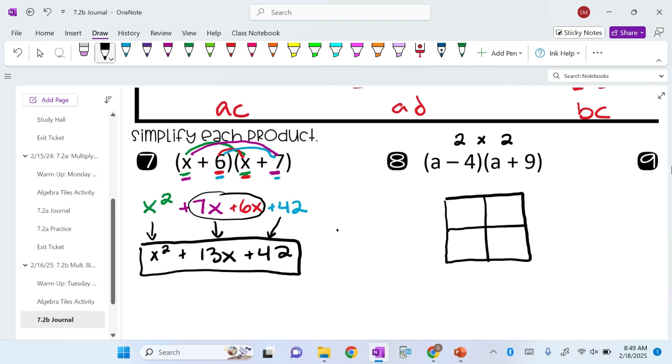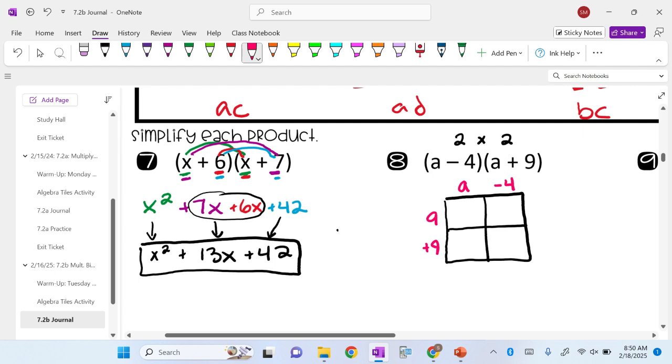Just like with algebra tiles, it does not matter which side you put your terms on. So I'm going to put a minus 4 on the top and a plus 9 on the sides. My recommendation to you is keep the signs with the number. Make sure you write the signs down, because when you're multiplying, you may forget about that negative. All right. And now we're going to do just like we did with algebra tiles. We're going to do column by row. So we're going to start with this box.